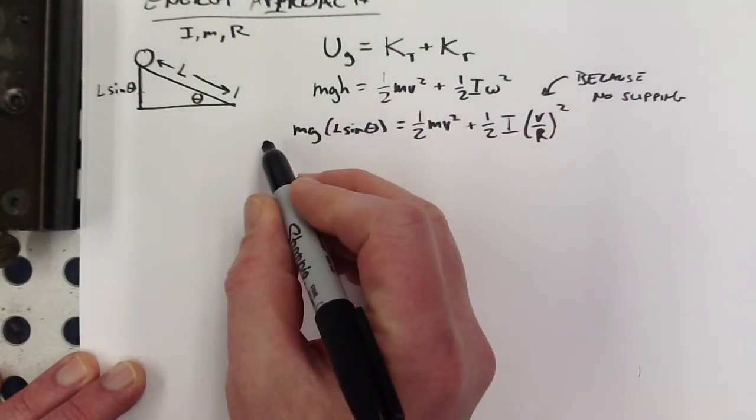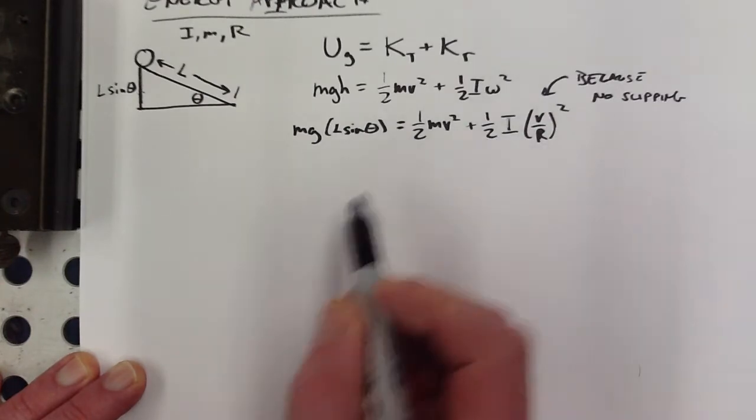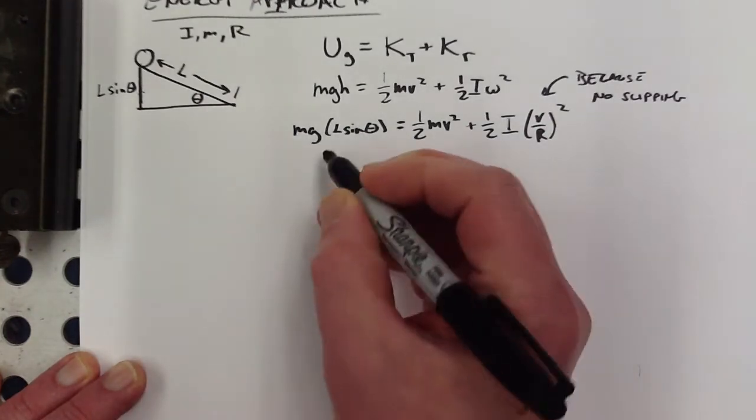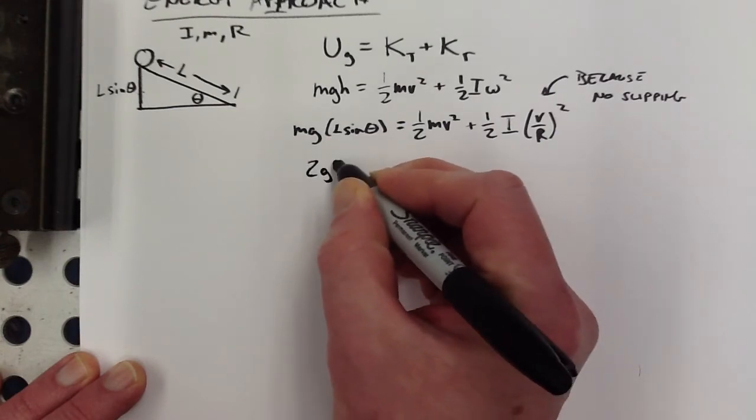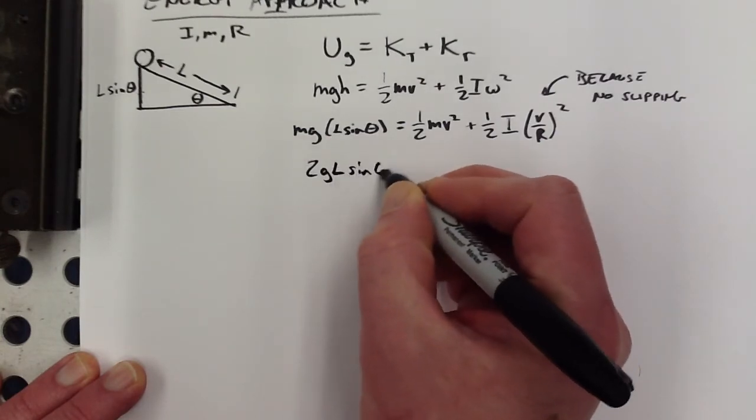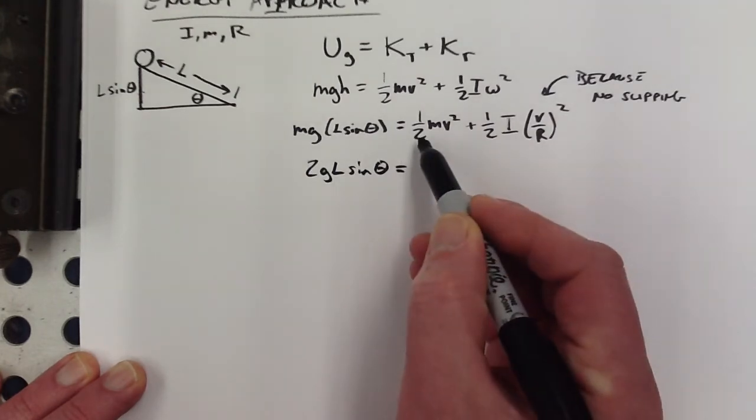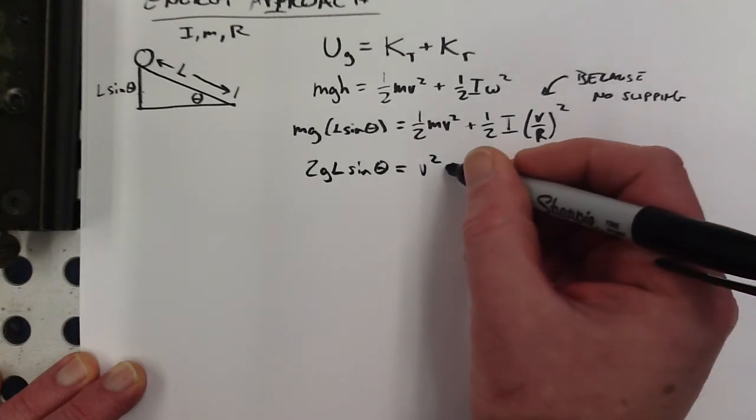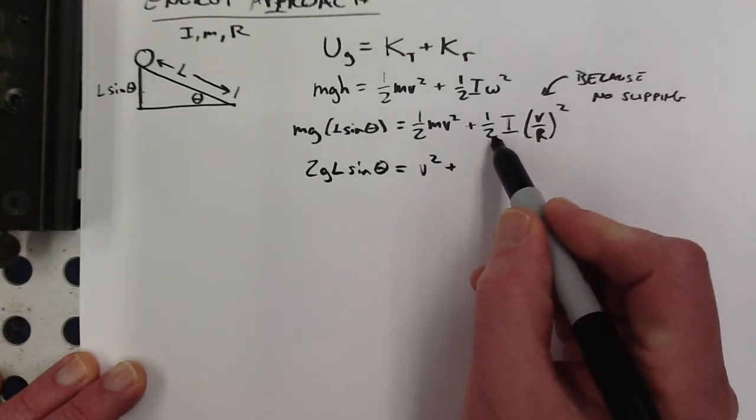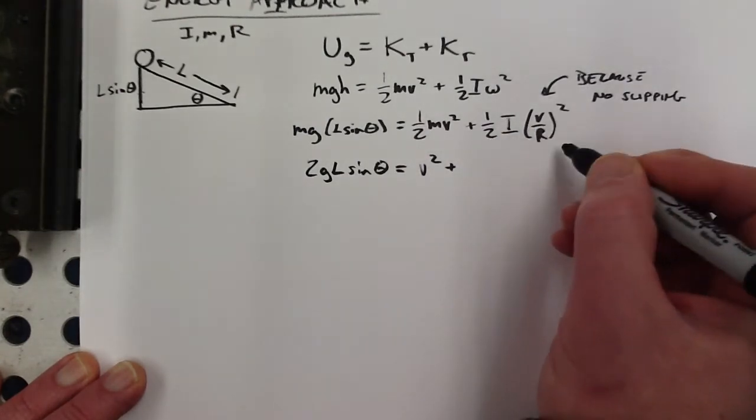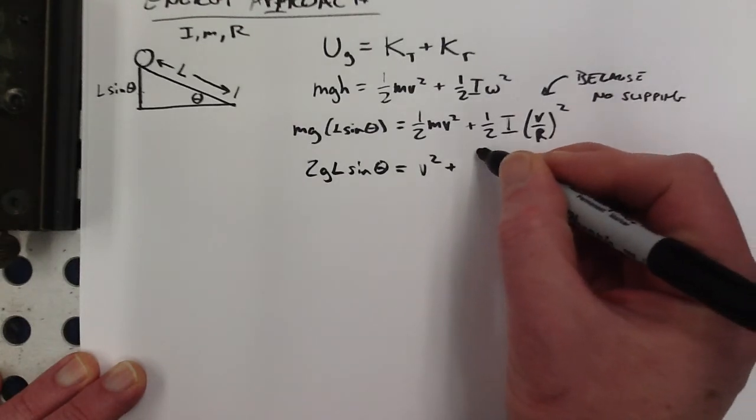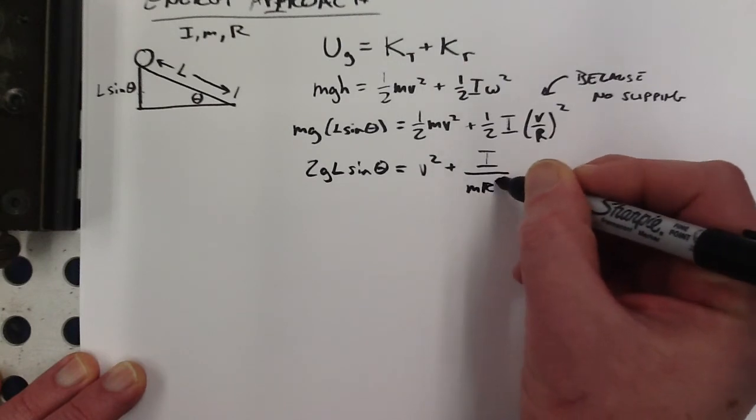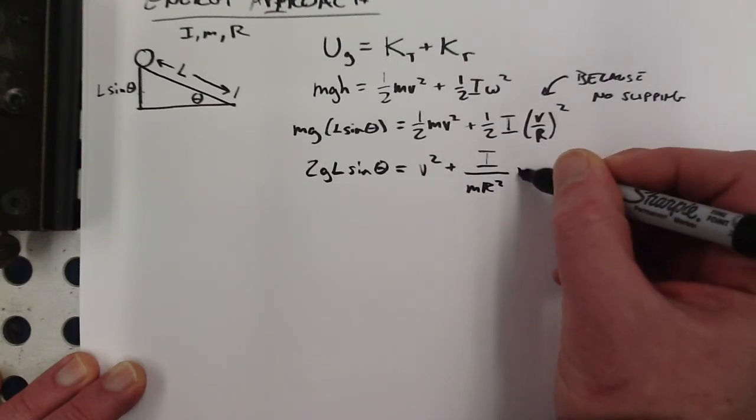So let's see. Multiplying through by 2 because I want to get rid of those fractions, and dividing by m. So multiplying this term by 2 and dividing by m, that gives me 2gl sine theta. Multiply by 2, divide by m, so that's just v squared. Multiply by 2, divide by m. So that gives me, there's my I over mr squared showing up again, times v squared.